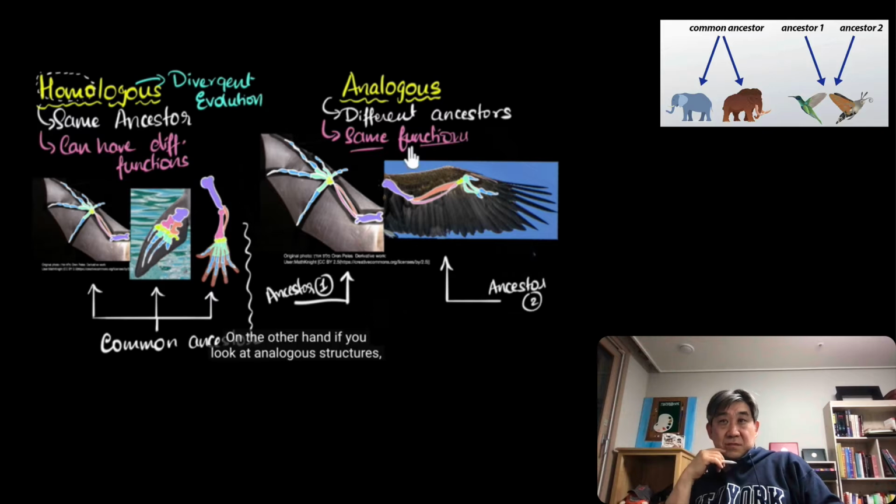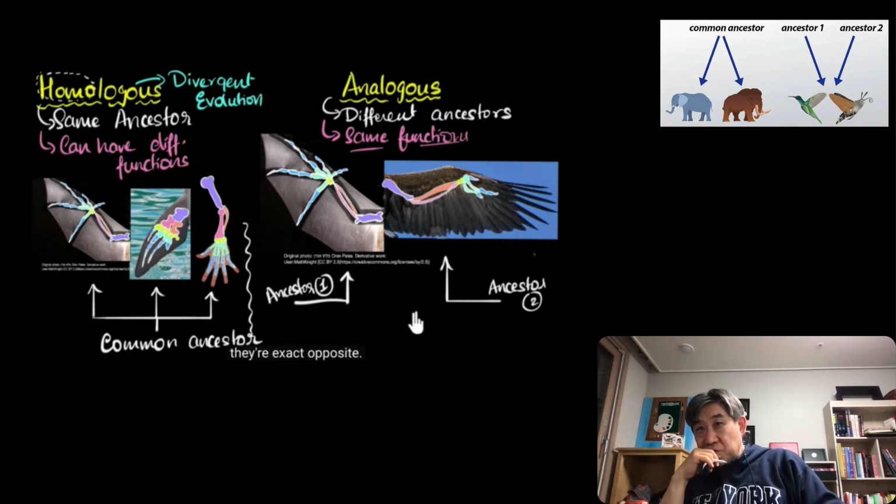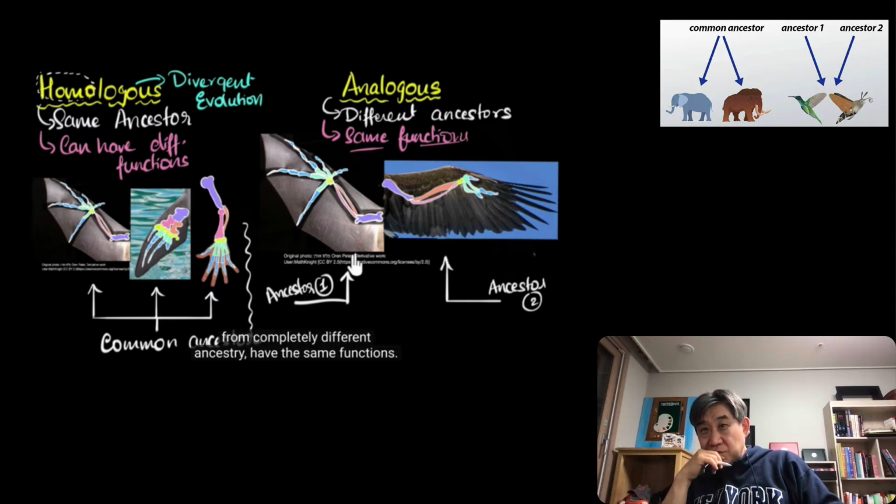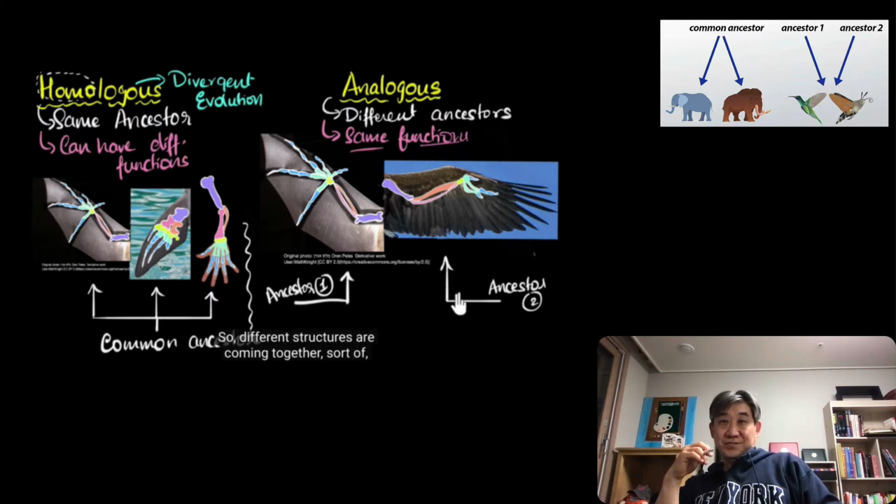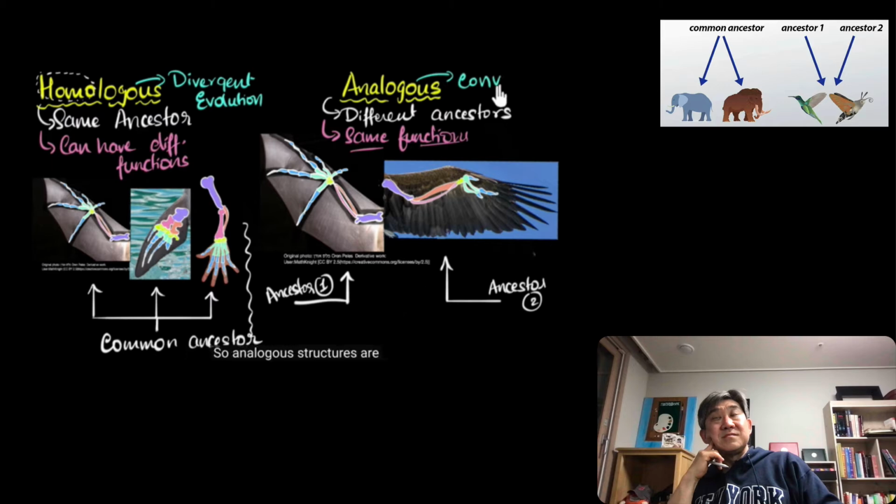On the other hand, if you look at analogous structures, they're the exact opposite. Two completely different structures from completely different ancestry have the same functions, have evolved independently to give us the same functions. So different structures are coming together to give us the same function. So it's like converging. This evolution is converging, right? Converging to give the same function. So we call this convergent evolution. So analogous structures are evidence for convergent evolution. All right? Convergent evolution. That's pretty much it.